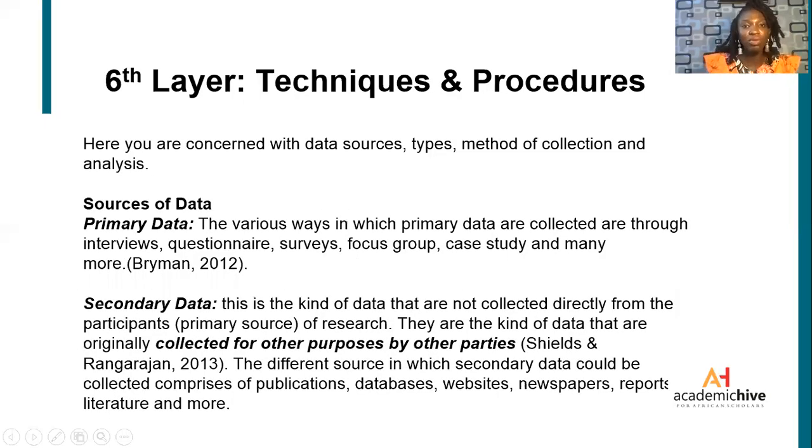The sixth layer has to do with the technique and the procedure you want to use. So you're concerned with the data source, the type of data, and the method of collecting data. So what are some of the sources of data? We have the primary sources of data, which is data that you are collecting directly from the field. This data has not been collected before. You're the one collecting it for the very first time. So you can use interviews, questionnaires, surveys. We'll talk about this in instrumentation. But data that is collected firsthand by you, the researcher, is primary data.